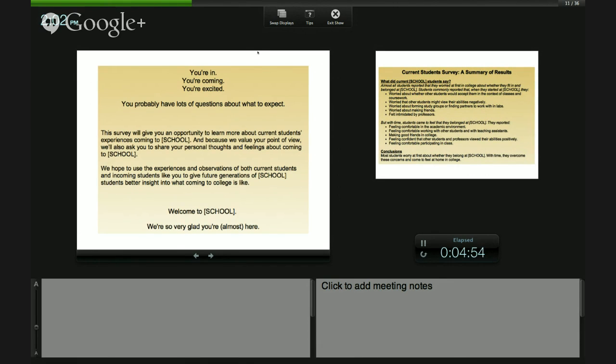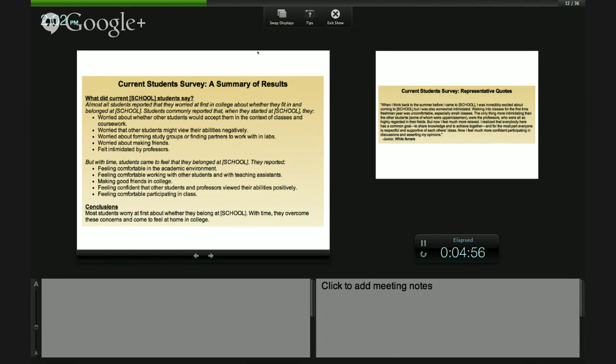The current student survey, this is for the belonging condition, but for all of the conditions it looks somewhat like this, sharing slightly different information. What did students say? Well, they said that they worried about whether students would accept them. They worried whether others would view their abilities negatively. What did they discover? With time, they came to feel like they belonged. And then you can see the conclusions there.